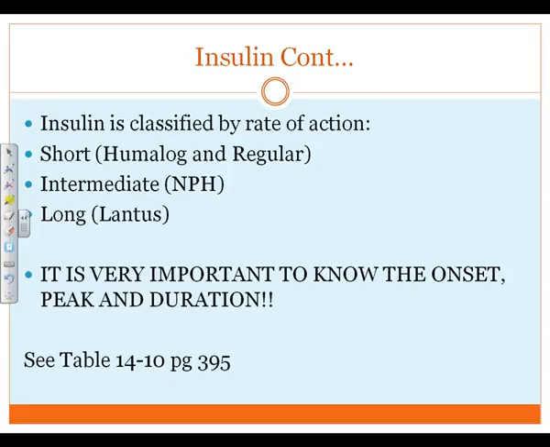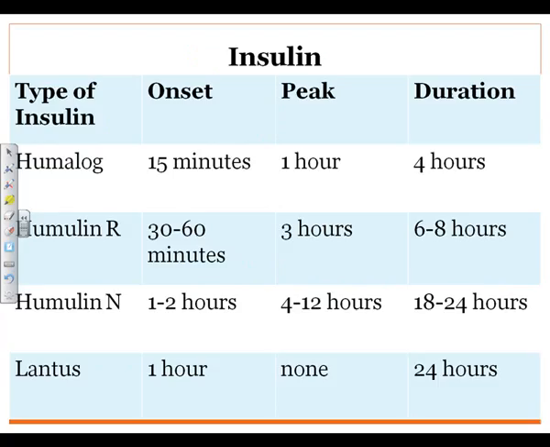Alright, so, here we go. For your Humalog, or Novolog, it starts to work in 15 minutes. What does insulin cause your blood sugar to do? Go up or go down? Go down. Okay? Insulin is going to drop your blood sugar. So, Humalog starts to work in 15 minutes, will peak in an hour and last for 4 hours.